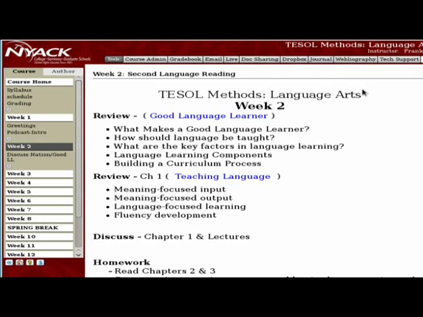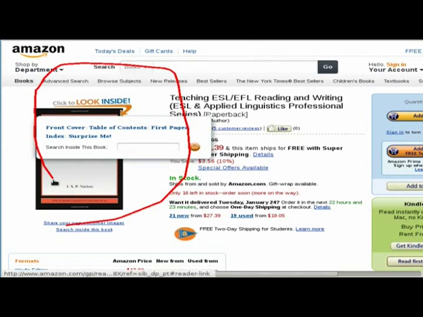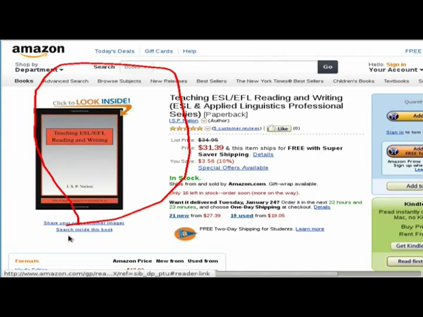Make sure that you have the correct book. We're using Nation's textbook. This is it right here. Teaching ESL, EFL, Writers, Reading and Writing.